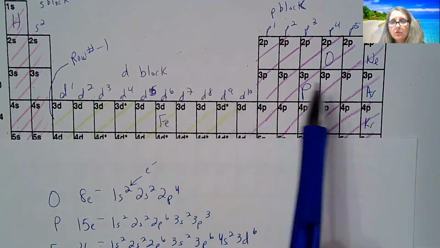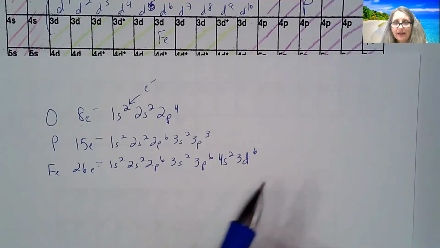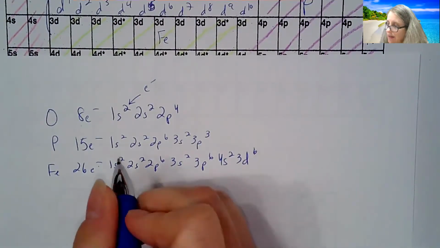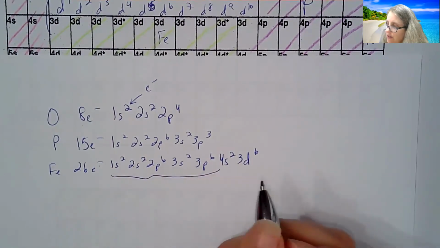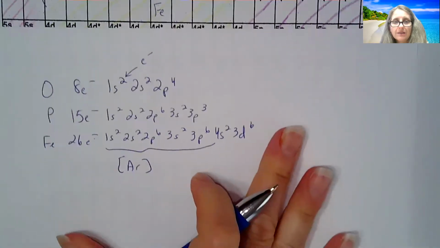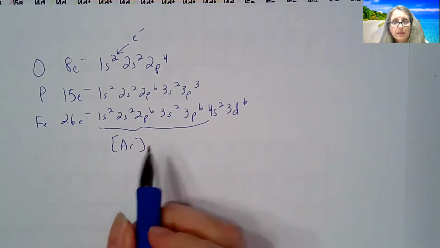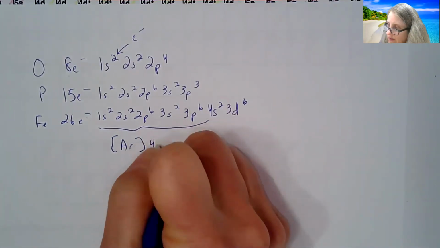So I'm going to go to the row above. Wherever I see a P6, I could think of that noble gas. And I go, okay, well, if it ends in a 3p6, that's got to be argon. And I'm going to put it in brackets. That is how you do noble gas configurations. It needs to be in brackets, not parentheses. And then I go with any electrons after that.